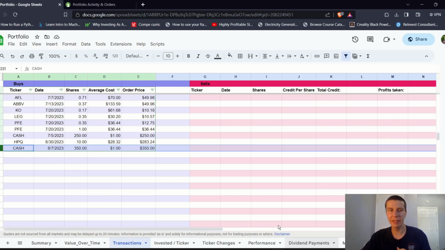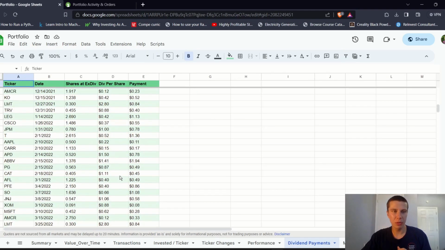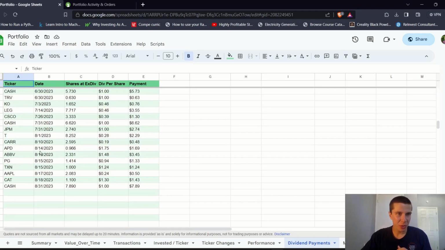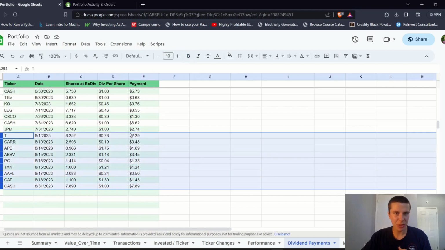And looking at the dividend payments for the month, we will scroll all the way down to the bottom here, almost 300 lines here. So we can see in August, we got a fair amount of dividends from different companies. So first of all, about $2.29 from AT&T, 48 cents from Carrier Global, $1.69 from Air Products and Chemicals, $3.45 from AbbVie, $1.33 from Procter & Gamble, $1.24 from Texas Instruments, 50 cents from Apple, $1.43 from Caterpillar, and then $7.89 of interest on our cash.